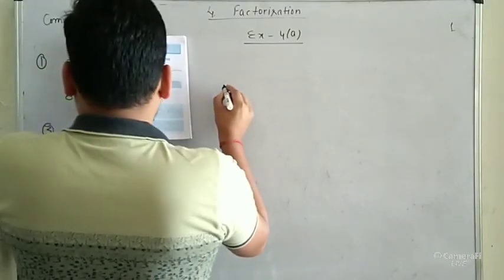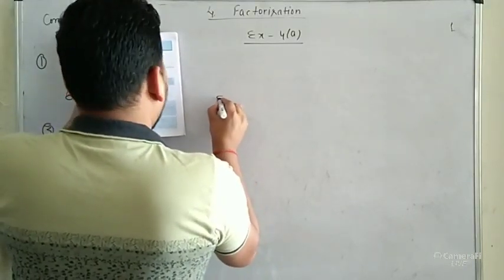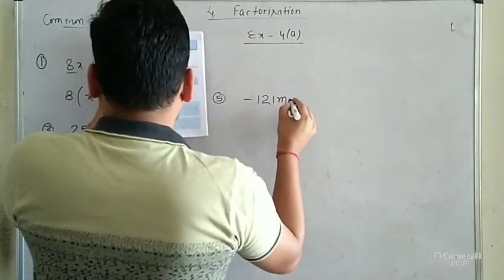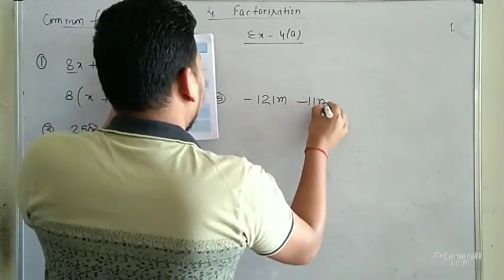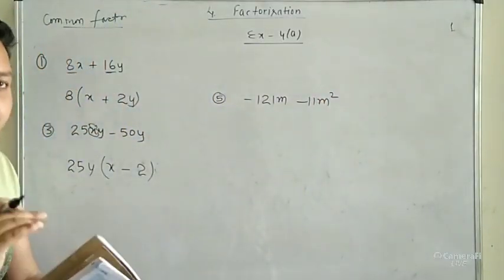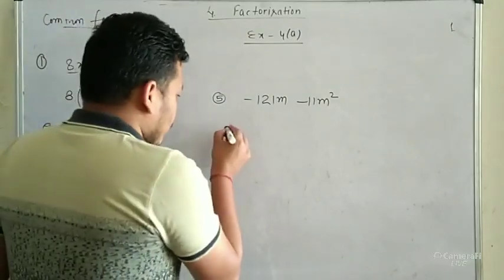Next one is question number 5 that we can also take here: minus 121m minus 11m square. So this is our question, solve it.